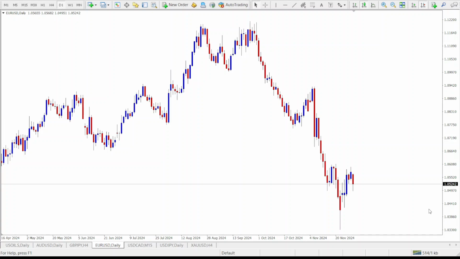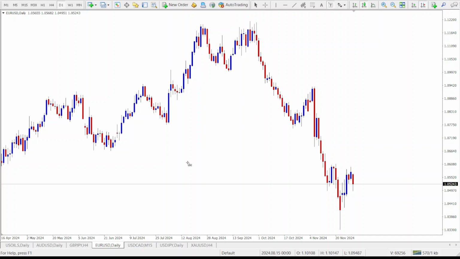In this video, we are going to be discussing the inverse Fisher transform of RSI indicator. Now I know the name might sound a little bit complex, but it's quite a straightforward indicator.